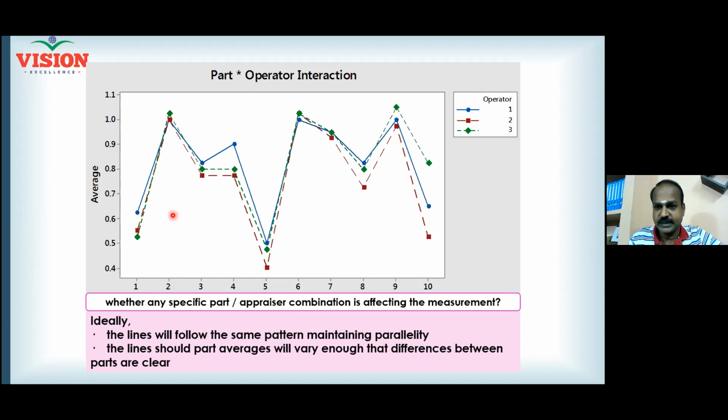Do you understand? If all these things are not happening, that is an indication of a problem. And wherever you see the parallelness, that is good. For example, 9 to 10, somewhat parallel. Can I say 9 to 10 somewhat parallel?